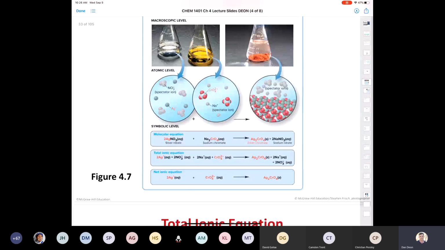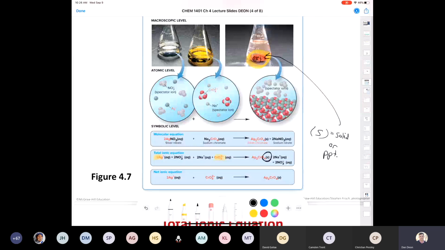If a silver ion comes near a chromate ion, you end up forming a solid, this red solid right here. That's called silver chromate. Notice that at the end of silver chromate, it doesn't say aqueous, it says S, which is equal to solid, that's the precipitate. So a solid precipitates, or crashes out of solution, and then you're left over with ions that didn't do anything. The sodium and the nitrate are still in solution.